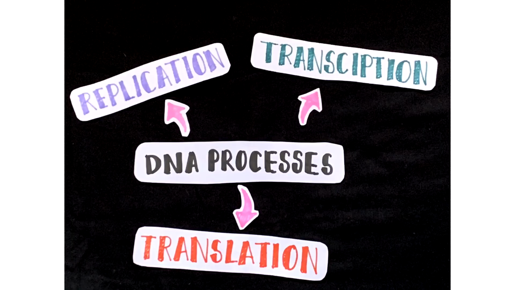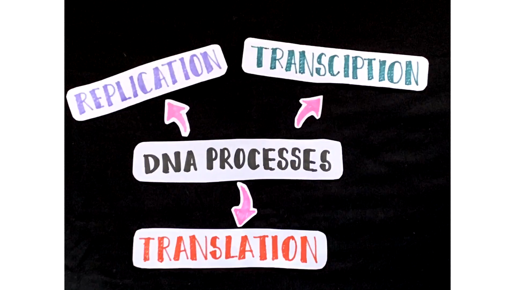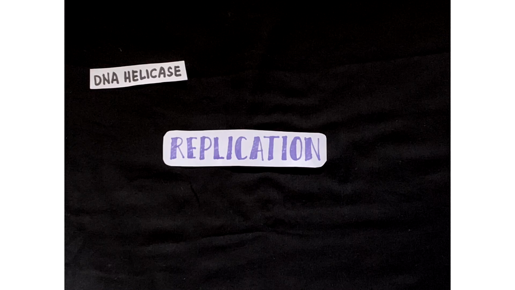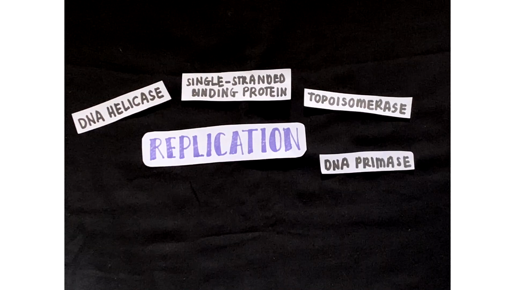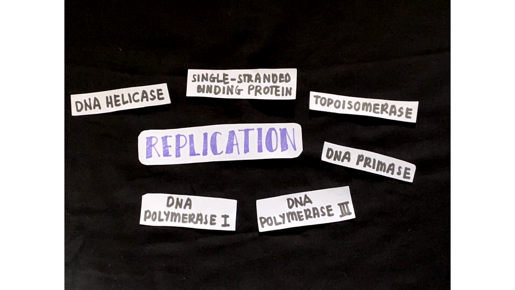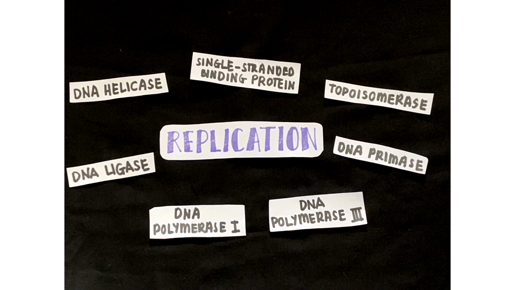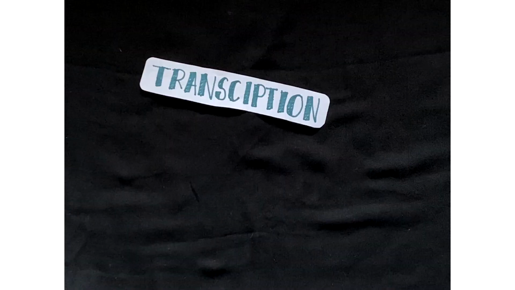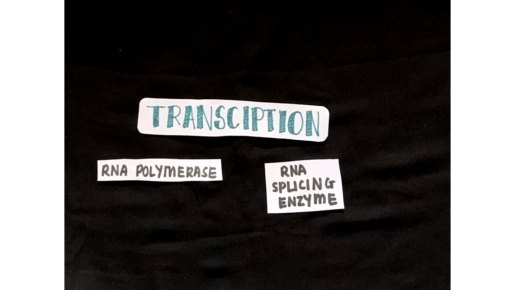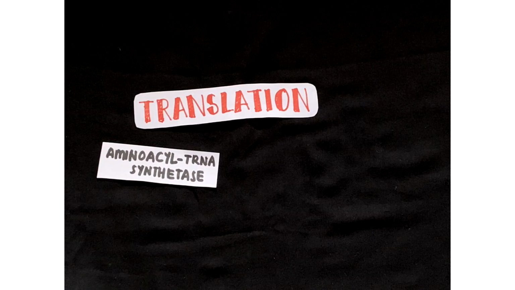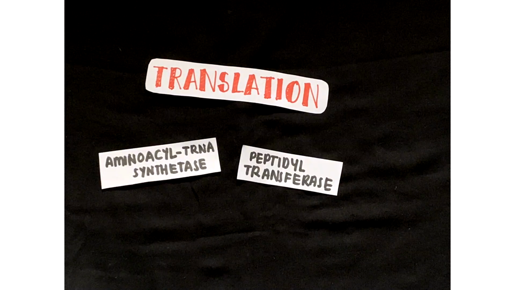In conclusion, there are a total of 11 enzymes which play important roles in the processes of DNA. Seven in DNA replication, which are the DNA helicase, single-stranded binding proteins, topoisomerase, DNA primase, DNA polymerase III, DNA polymerase I, and DNA ligase. Two in DNA transcription, which are the RNA polymerase and RNA splicing enzyme, and another two in DNA translation, which are the amino acyl tRNA synthetase and peptidyl transferase.